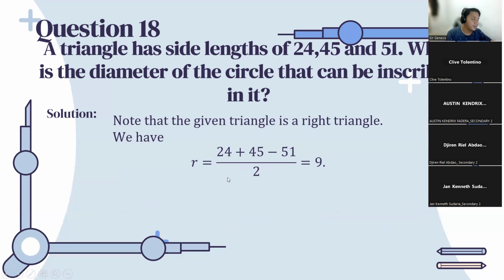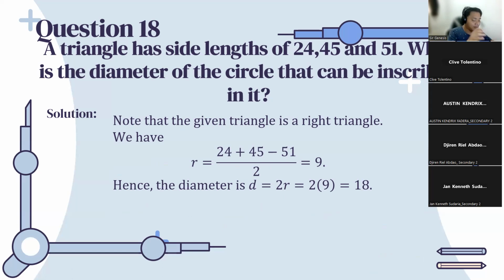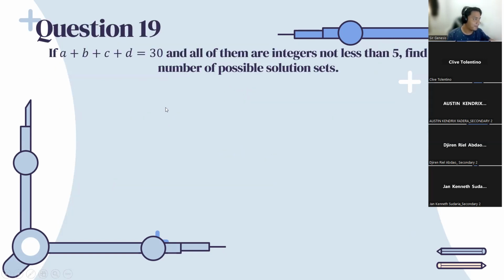So you can use both of the formulas. Okay, so if you are unsure that the given is a Pythagorean triple, then you can just use the general formula. However, if there is a chance that it is a right triangle, then you have to choose the other one because that is much easier. The answer is 18. So let's proceed to 19.